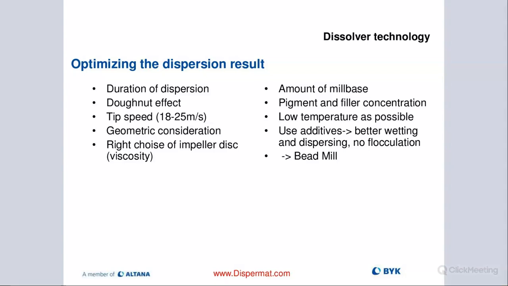Dispersing, if we dial in all the right parameters, we're putting in a lot of energy. You saw before 850 watts of energy is quite a lot of power, right? So what that means is we're going to heat up our mill base relatively quickly. So it's recommended that we also have double wall containers with jackets so that we can actually cool our mill base while we're dispersing. That's very important.